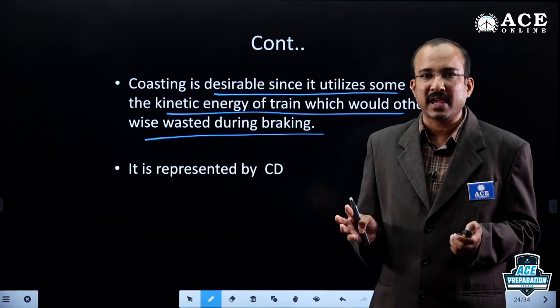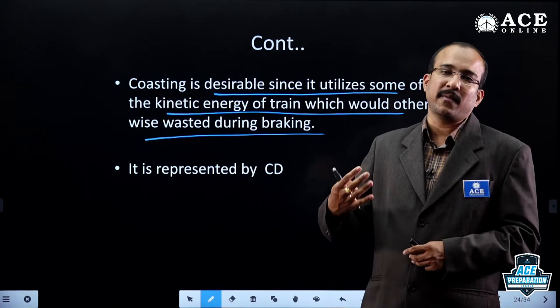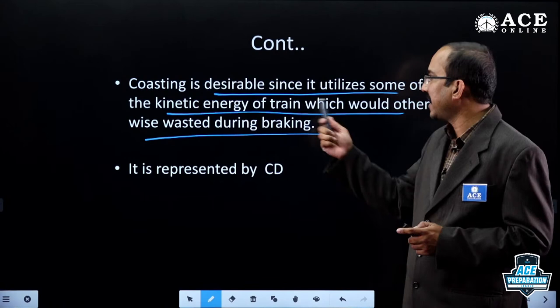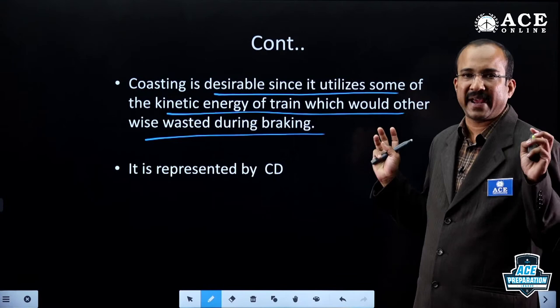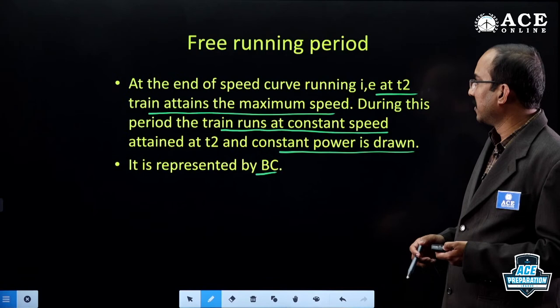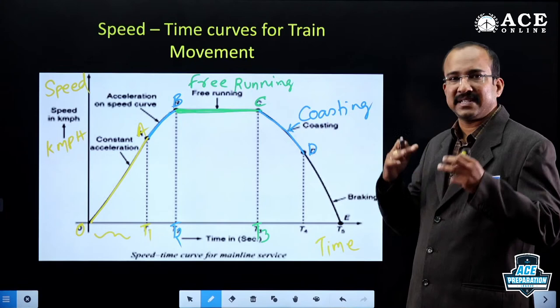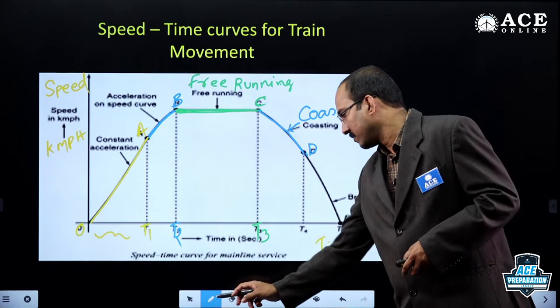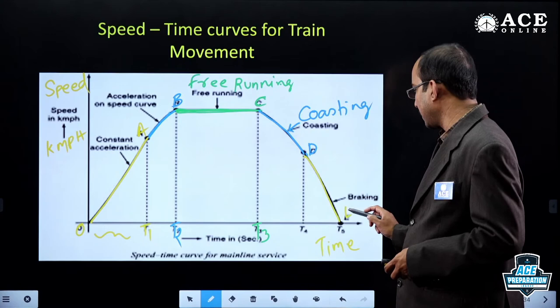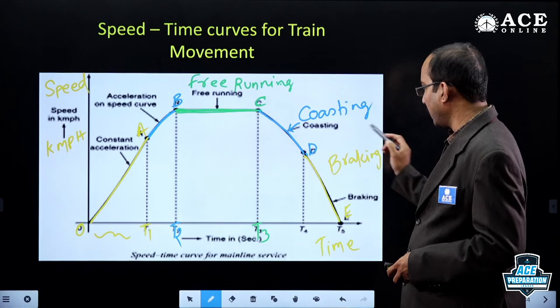Whatever energy is stored in the form of kinetic energy is to be used during this coasting. Coasting is desirable because the kinetic energy is utilized properly. Otherwise, if you are suddenly applying the brakes, the energy is lost, okay? During this coasting, what happens? The stored kinetic energy is driving that vehicle, okay? And from D to E, it is nothing but braking. Okay, now once the coasting is completed, we will apply the brakes to stop the train.